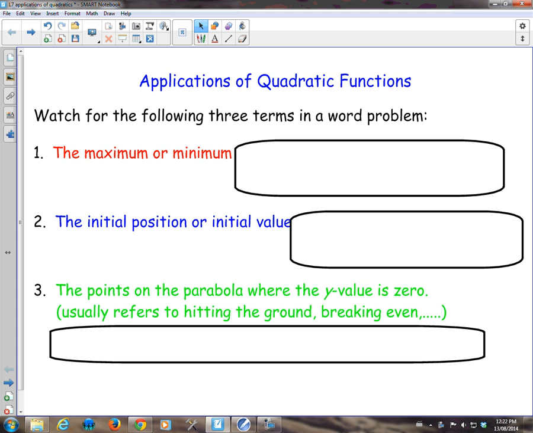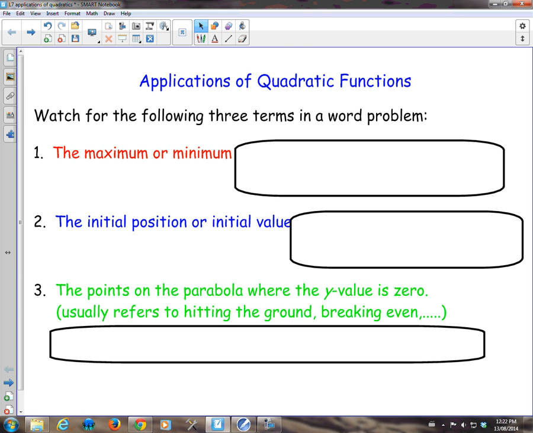The biggest challenge you will have is reading the question and interpreting what it means. So, your job is going to be to look for basically 3 terms in a word problem, and those terms will then tell you what you need to do. The 3 terms are either maximum or minimum, initial position or initial value, and then the points where the y value is 0, which usually in a word problem is talking about hitting the ground or breaking even.